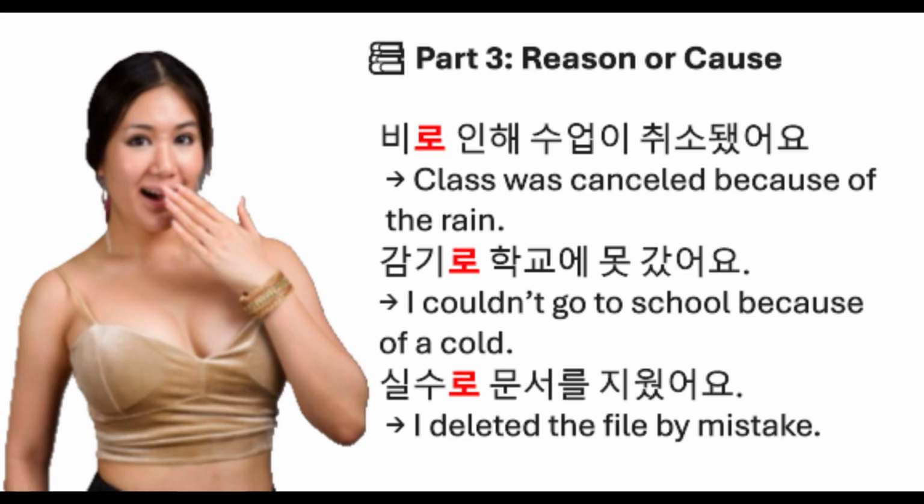Number three, ro is used to show the reason or cause of something, as in the examples. 비로 인해 수업이 취소됐어요. 감기로 학교에 못 갔어요. I couldn't go to school because of a cold. 실수로 문서를 지웠어요. I deleted the file by mistake.